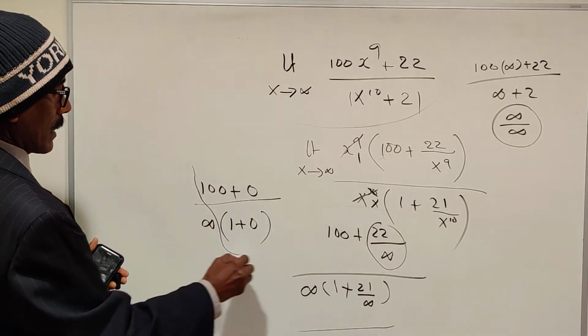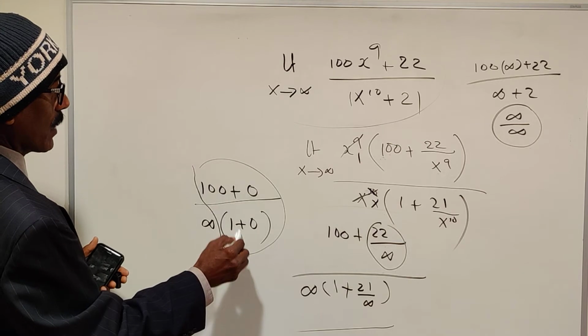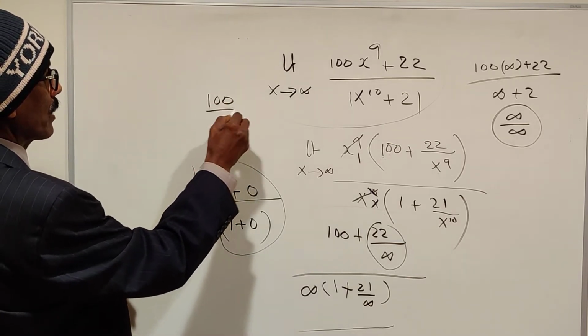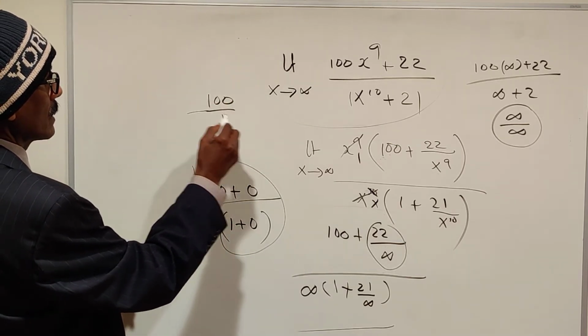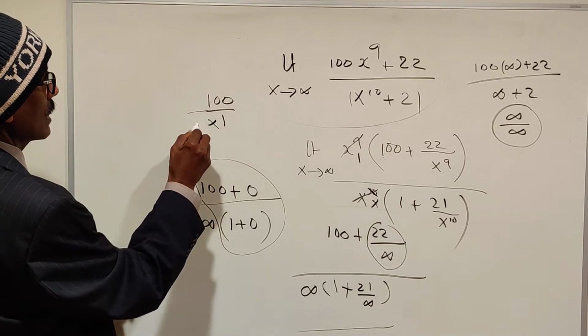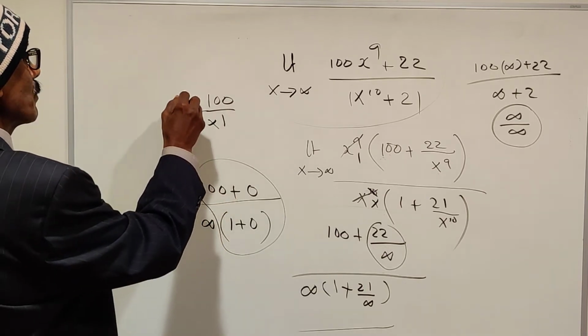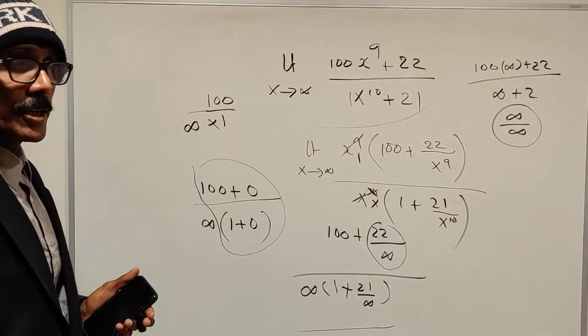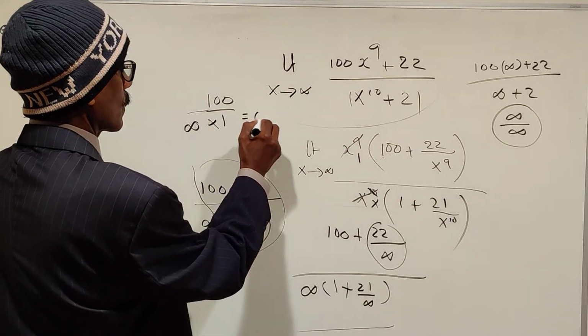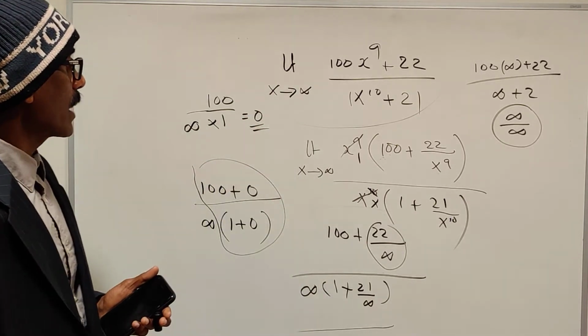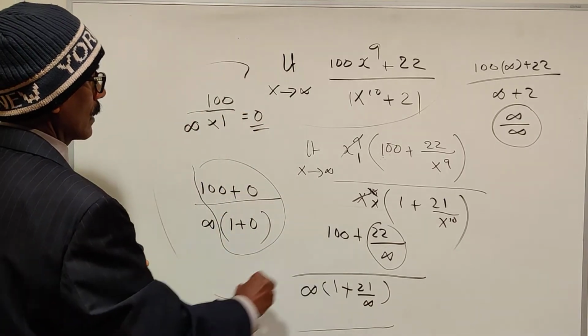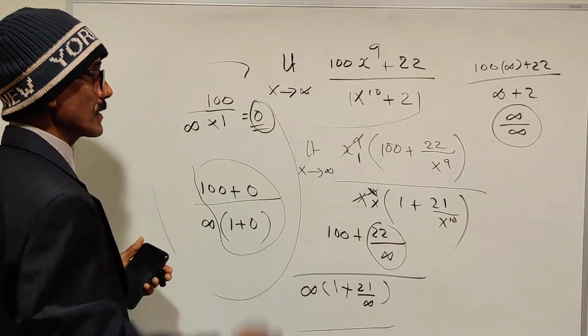See, what is this? 100 divided by 1, 100 divided by 1 times 1 by infinity. See, what is 100 by infinity? 100 by infinity is also 0. The answer is 0. 0 is the answer.